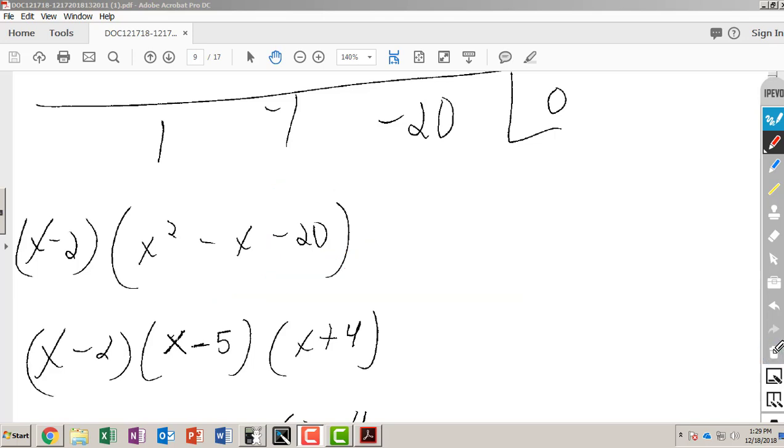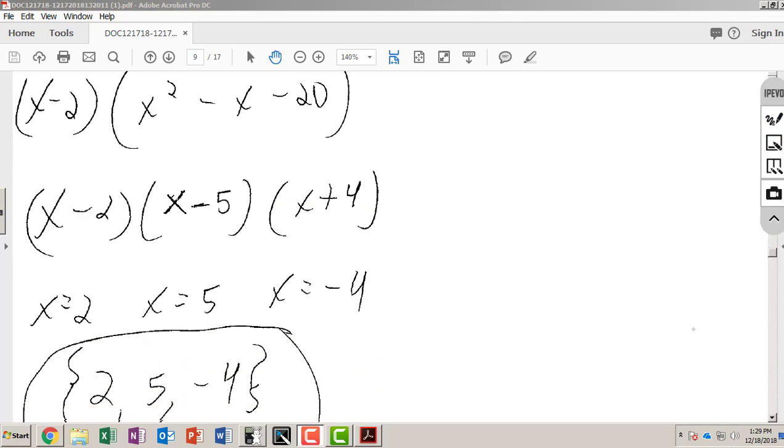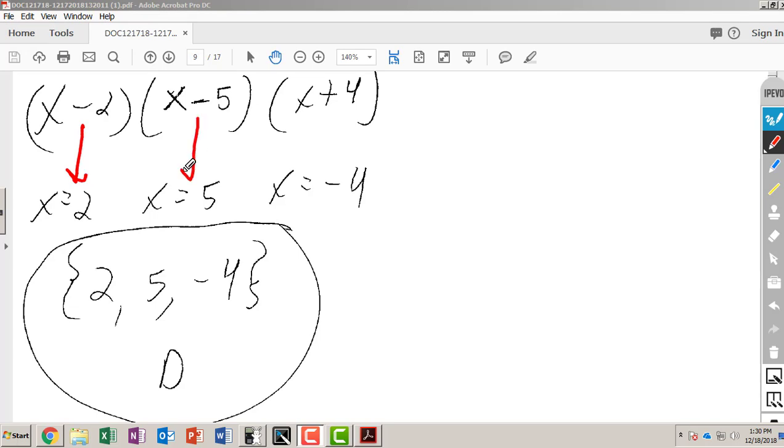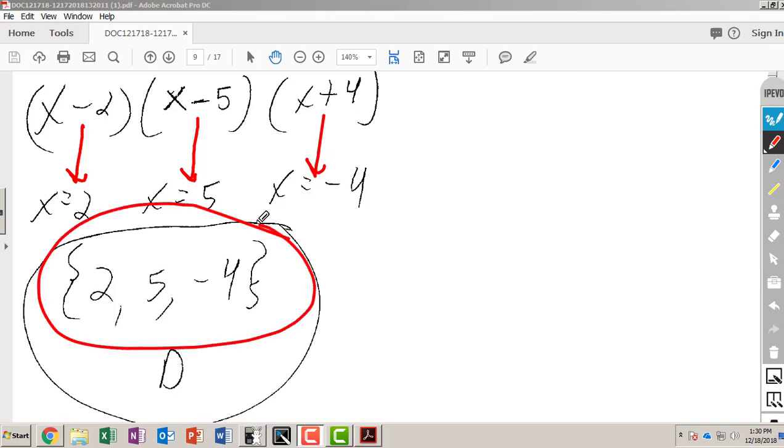Now I can find all my zeros, all my solutions, all my roots, all my answers. When I solve each one of these individually, x minus 2 set equal to 0, you get 2. x minus 5, you get 5. x plus 4, you get negative 4. So your solution set is going to be 2, 5, and negative 4, and that matches the answer of D.